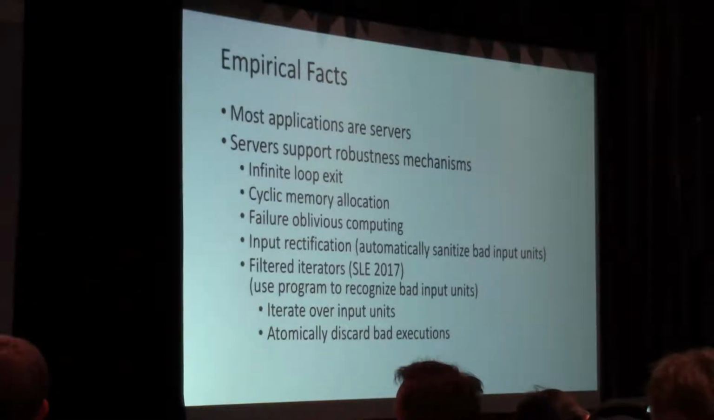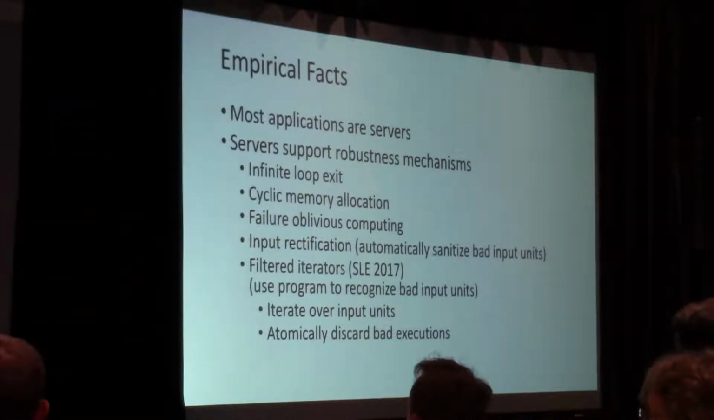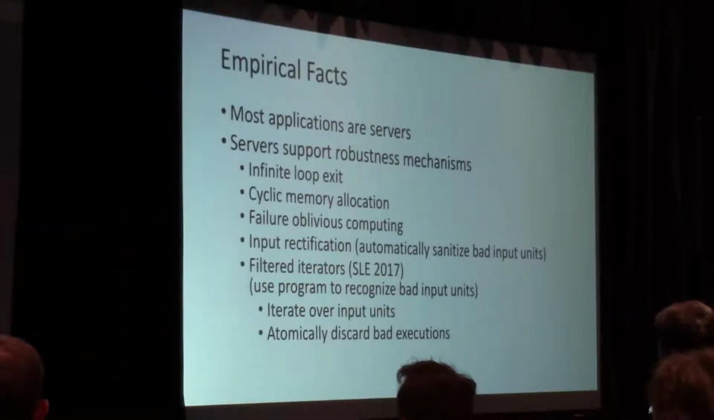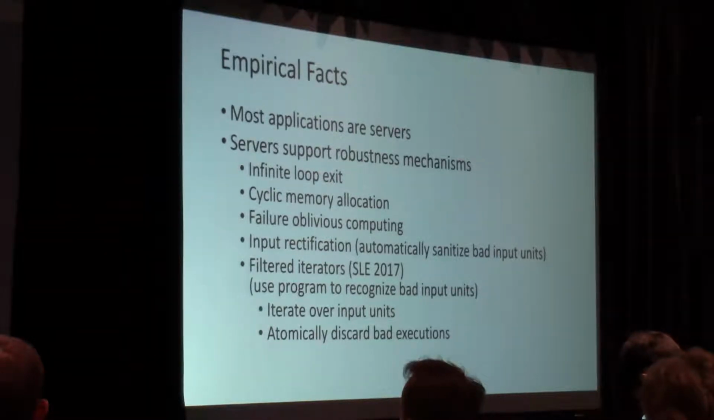Well, let's talk about some empirical facts. Most applications are servers. They support these robustness mechanisms. Once you recognize this pattern, you have this thing called filtered iterators, which we published here last year, where you use the program itself to recognize bad inputs. That was a piece of research I liked a lot because it was the end of a long arc that started with some very empirical techniques and then reified those techniques into a principled programming mechanism that you could use. I like doing this. I like going off, trying crazy things, seeing when they work, understanding why they work, and building systems that go in and make that structure explicit so you can use them.